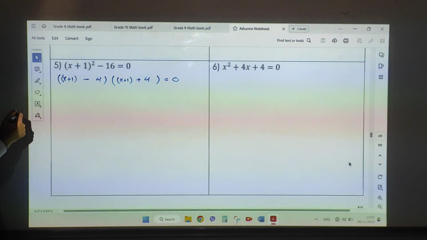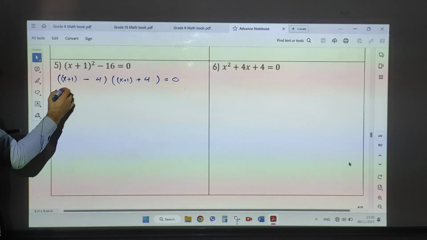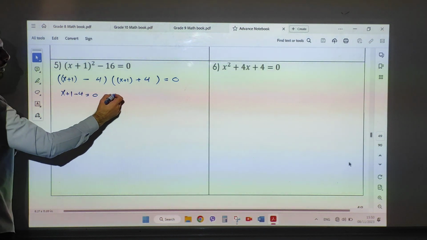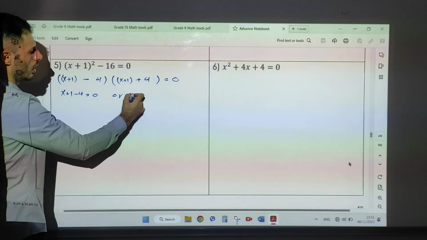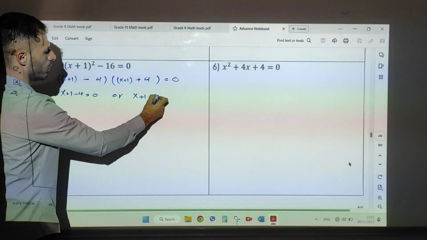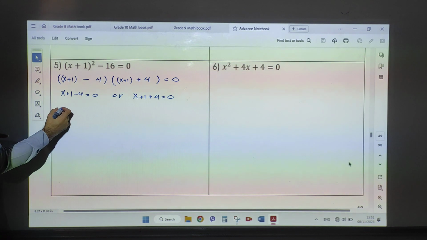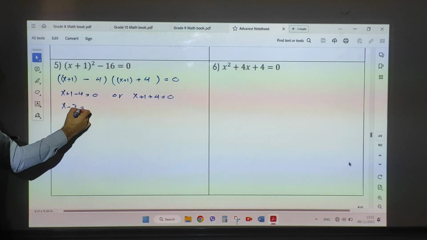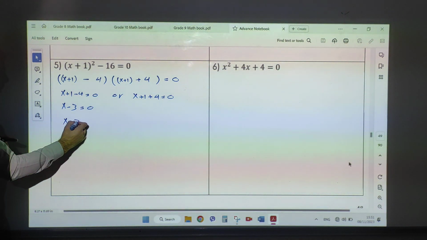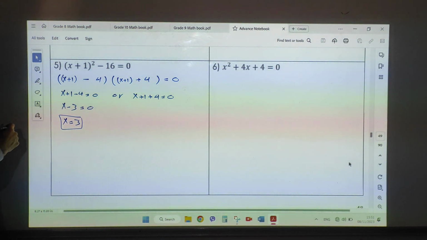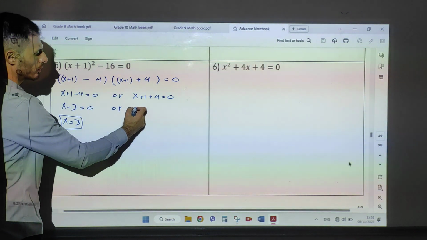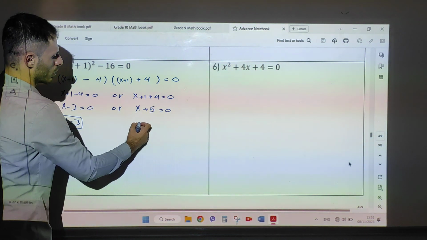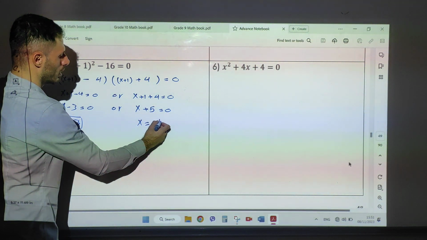Now we solve each one of them. It means x plus 1 minus 4 equals 0. Or x plus 1 plus 4 equals 0. x, this would be minus 3 together, equals 0, means x equals 3. For the other one, x plus 5 equals 0, which would be x equals -5.